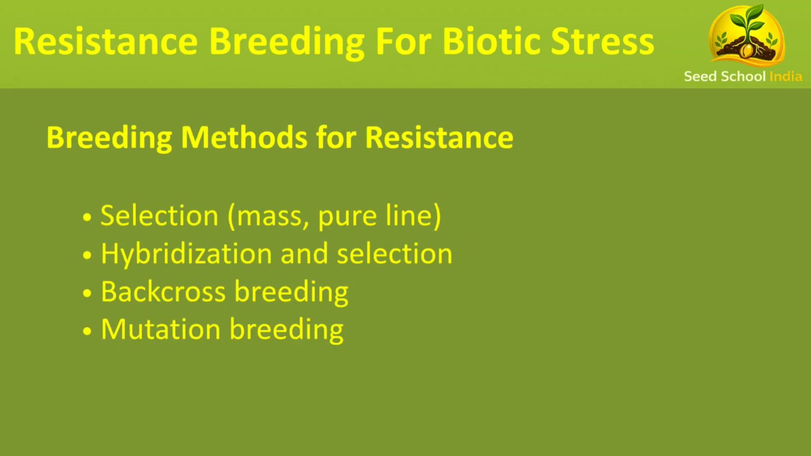Several breeding methods are used to develop resistant varieties. This includes selection methods like mass selection and pure line selection, as well as hybridization followed by selection. Mutation breeding can also be used to create new variations. The choice of method depends on the crop and the type of resistance required.